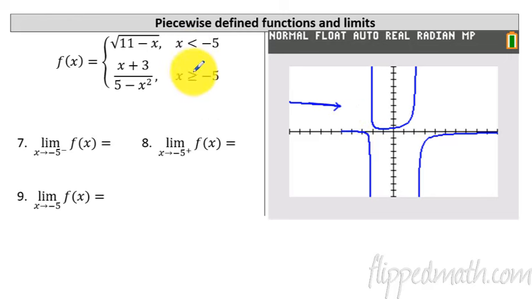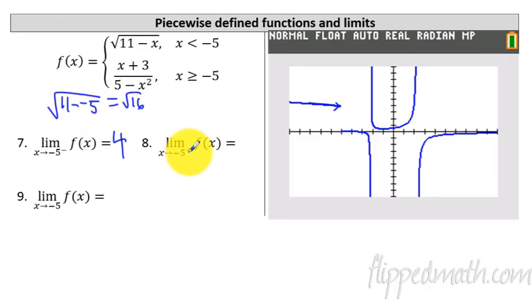So that means which of these pieces? The x value that is less than -5. So if we plug a -5 into this and simplify, let's just do it real quick. 11 minus a -5 means 11 plus 5, which is 16. So we have the square root of 16, which is 4. So that is approaching -5 from the negative side.